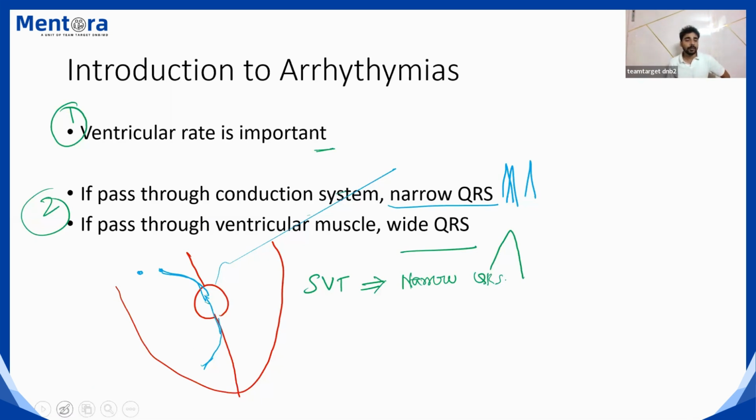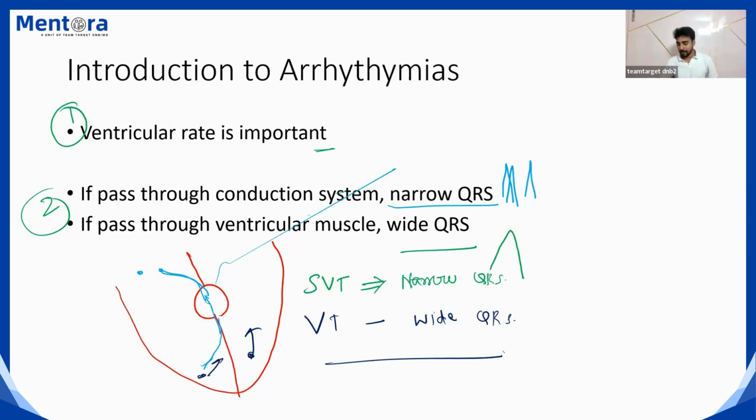But if the ectopic focus is coming from the right ventricle or left ventricle, it generates its depolarization in the ventricular muscle. It is not traveling through the conduction system. It is traveling through the ventricular musculature, so it depolarizes slowly and you will have a wide QRS. So I can simply say ventricular tachyarrhythmias have a wide QRS. This point is clear. Any doubts you can ask here. If this point is clear, the remaining understanding will be very easy for you.